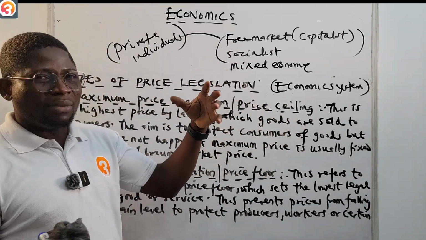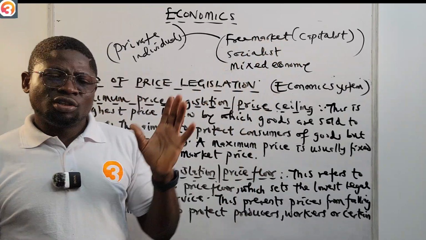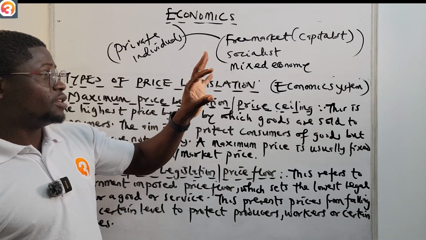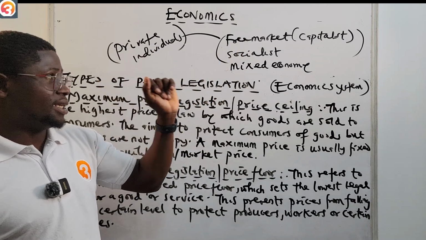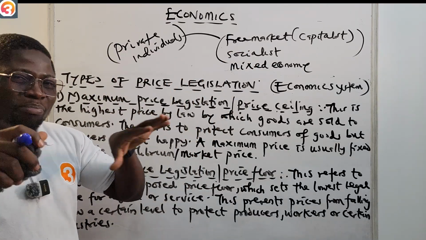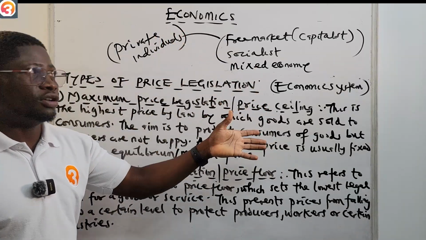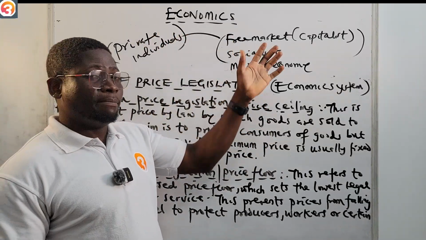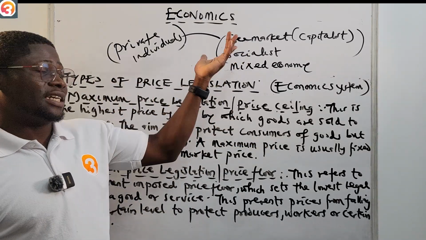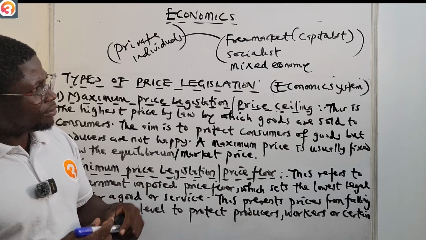Mixed economy has a touch of both, the private and the socialist. So it's that simple. In a free market economy, the means of production are controlled by private individuals. In a socialist economy, they are controlled by a centrally placed authority like the government. A mixed economy is a mix of both the capitalist and the socialist economic systems.